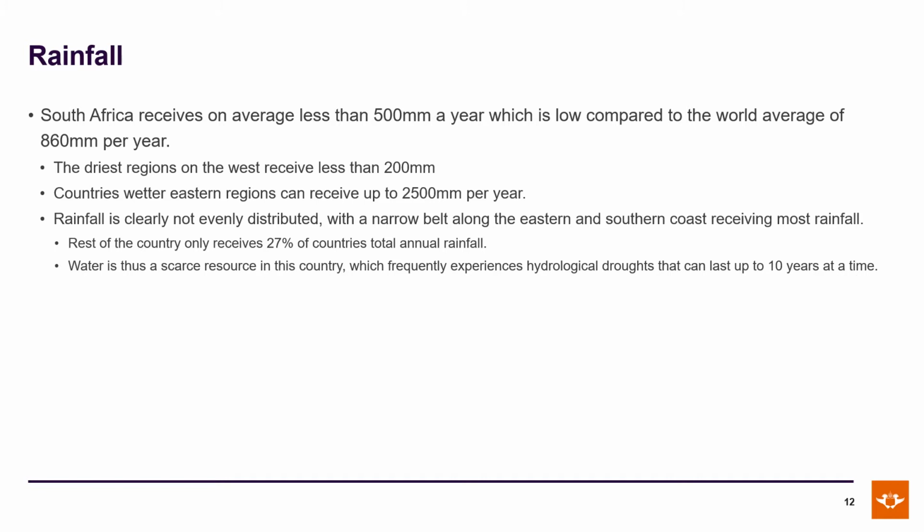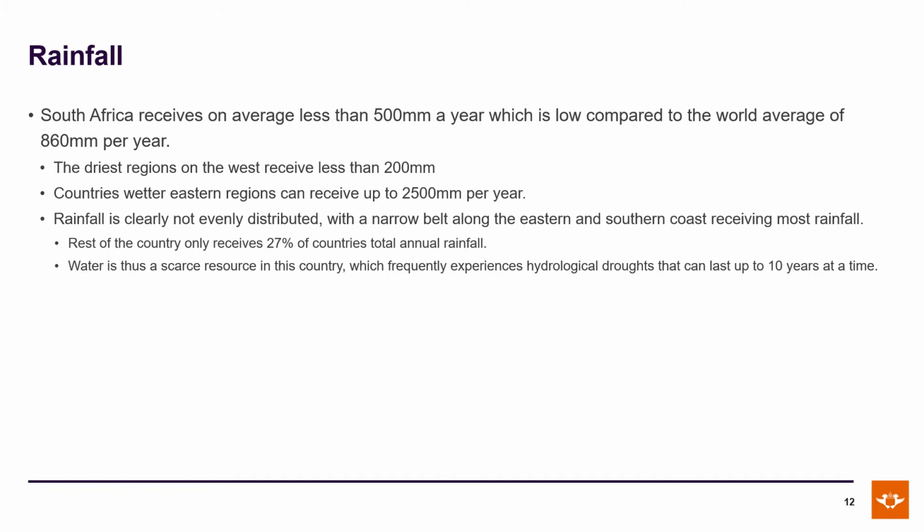In South Africa, some of our driest regions, particularly in the west, receive less than 200 millimeters, in which some areas in the Northern Cape can receive only 2 millimeters in a whole year. Our country's wetter regions can receive up to 2,500 millimeters per year.